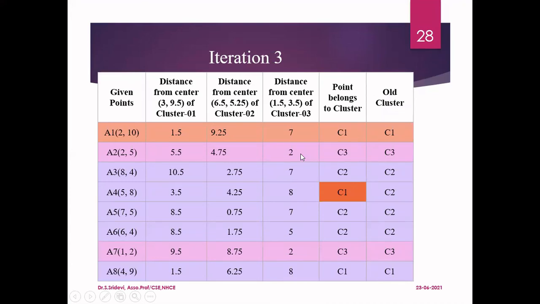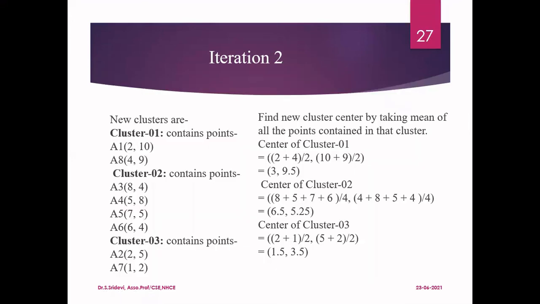But now what is the given question to you? You proceed the algorithm till the iteration number 2. So you can stop at this point. Okay, because you have finished the iteration number 2, you stop here and you can now tell that there are 3 clusters, and in cluster 1 we have points A1 and A8, in cluster 2 A3, A4, A5 and A6, in cluster 3 A2 and A7.